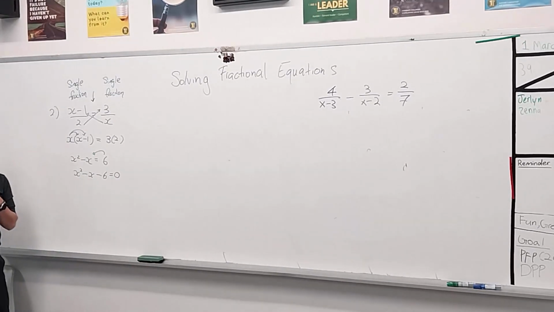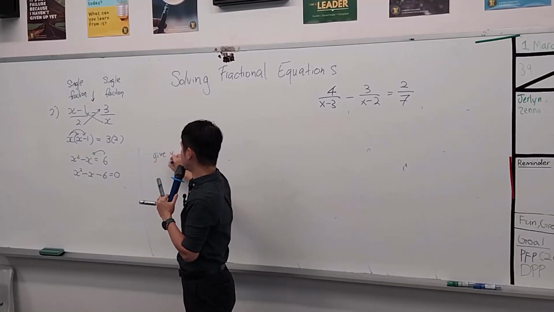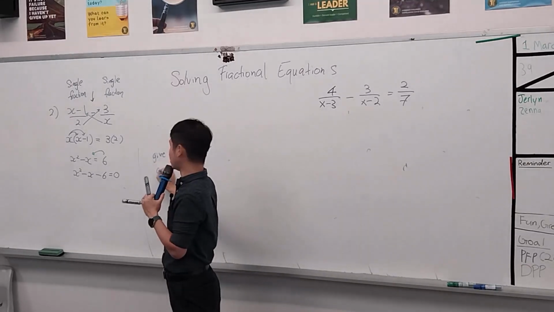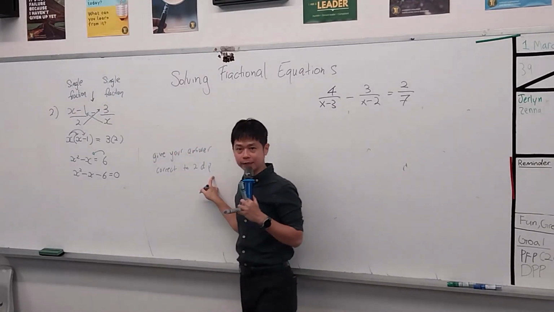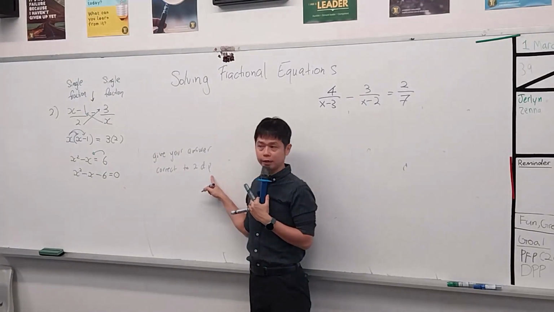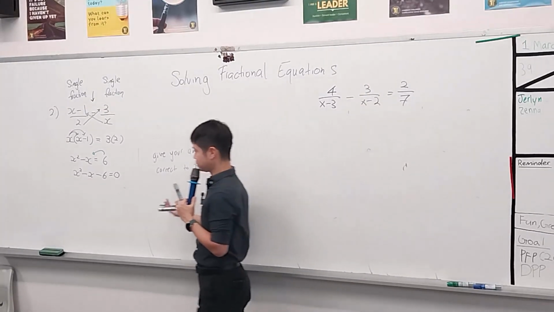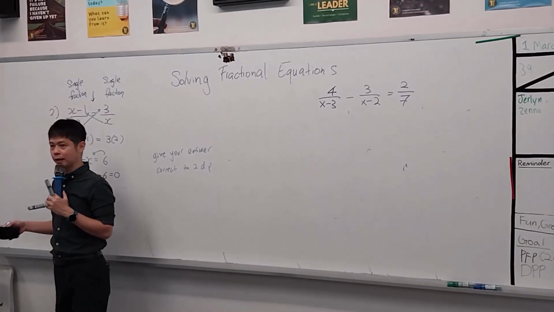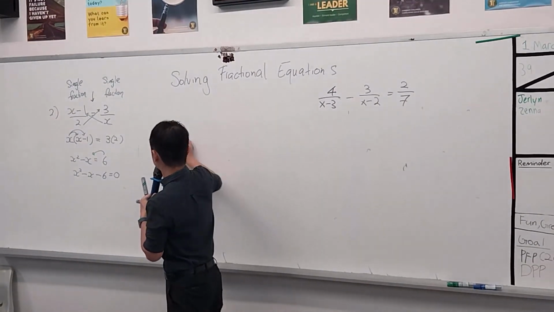How can we solve quadratic equations? If the question says give your answer correct to 2 decimal places, can you factorize? The answer is confirm cannot. So you must use the formula. So for this video, I will use the formula instead. I know you can factorize, but I'll purposely use the formula.